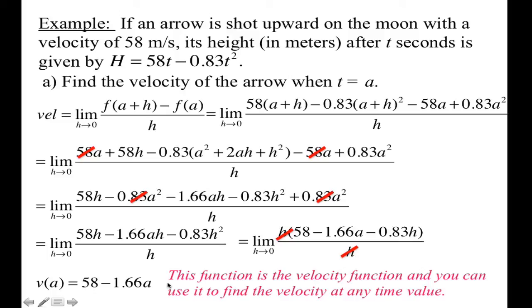This function is the velocity function, and you can use it to find the velocity at any time value. So people who are in physics and AP physics, I believe Mr. Randall probably will give you just your position function and your velocity function. But now, if you only have your position function, you can now find your velocity function by doing this at some t value, and we just chose a.